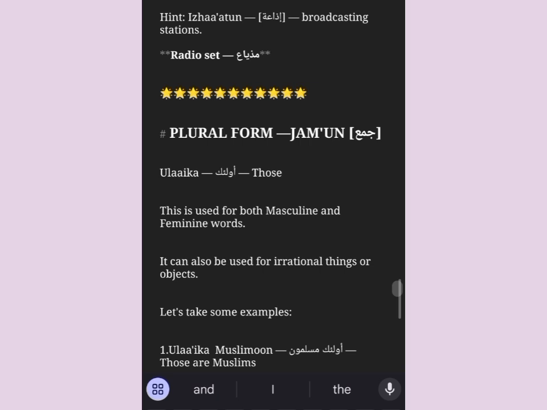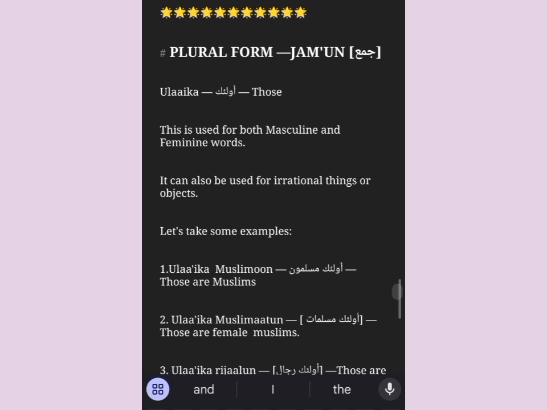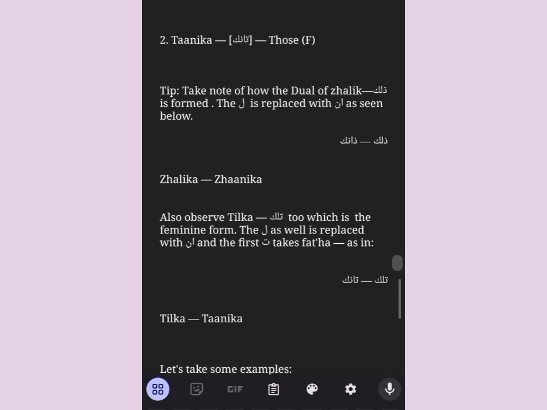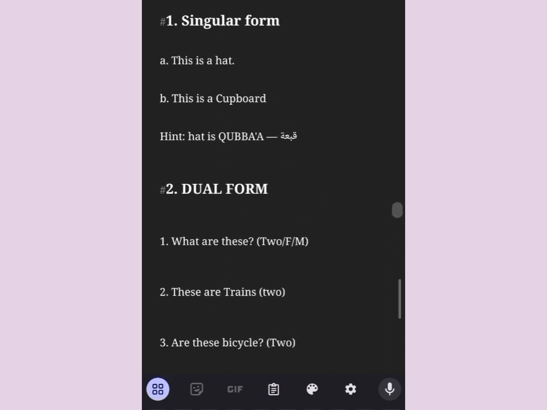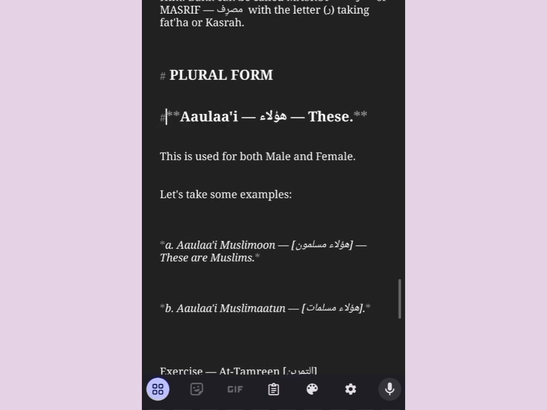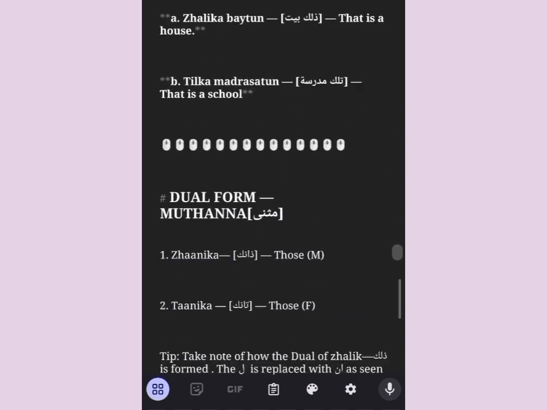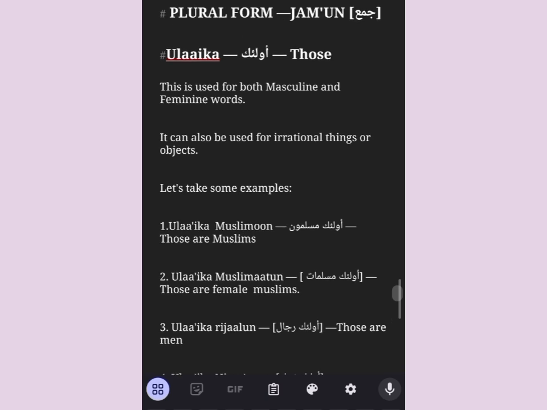Now, having said that, let's look at the plural form of it, the jam'. So the jam' for this is ulaika. Just like for this, you say ha'ula. Ha'ula. Alright? Yes, that's what we have here. And then for that or for those, you say ulaika. This also is used for masculine and feminine.